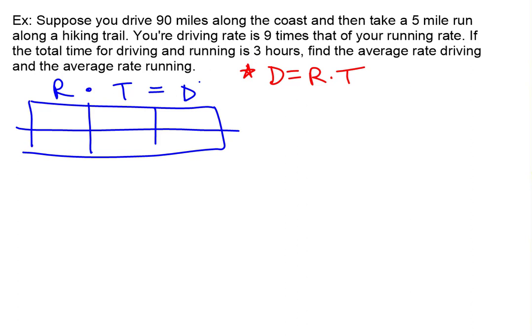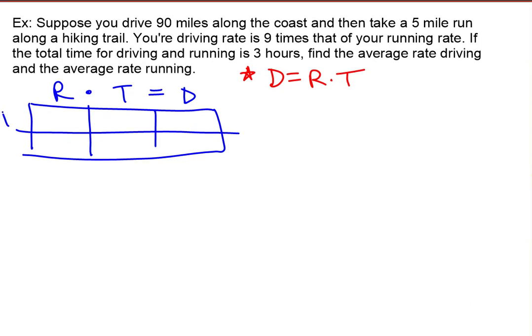So this one says, suppose you drive 90 miles along the coast and then you take a 5-mile run along this hiking trail. Okay, so it's not like you're driving there and then driving back as if you have 2 trips. It's not like you're going with the current or against the current like we had in the previous problem. In this problem, you're actually taking 2 different modes of transportation. You have the running and you have the driving, right? So why don't we label our 2 rows exactly that?